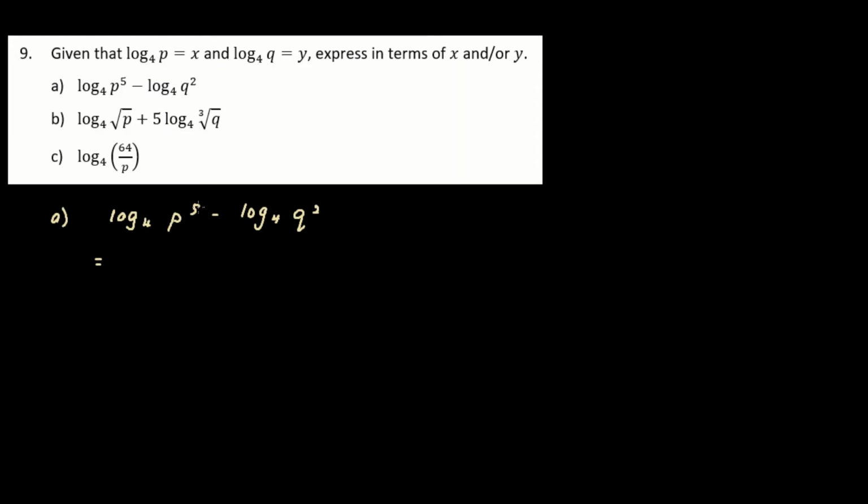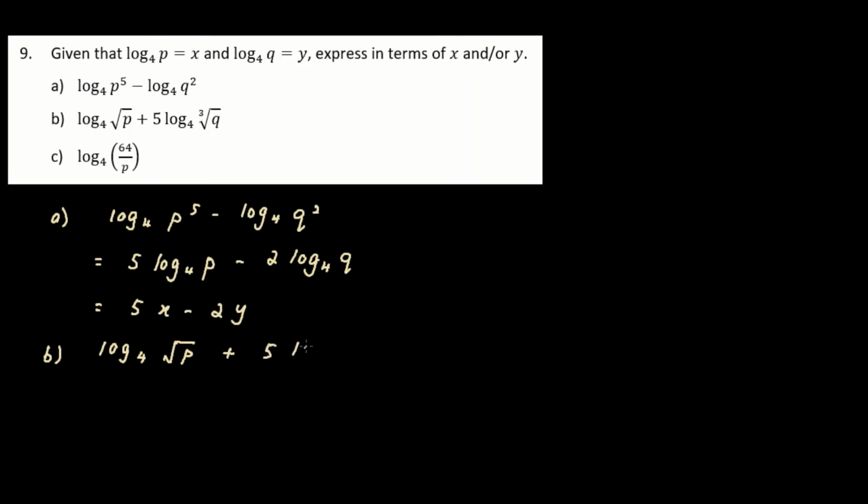So we know that we need to eliminate the power here, so we can use the power law. We move the 5 in front of our log, right? So minus, same thing here, 2 log 4 Q. Now we have log base 4 P and log base 4 Q, so we can straight away substitute. So 5x minus 2y. Okay, so B.